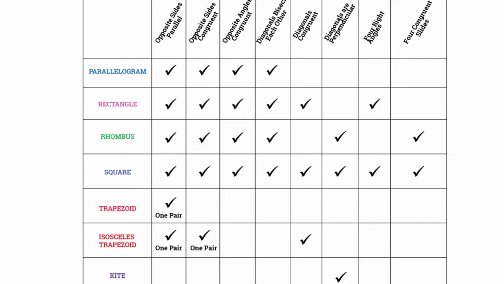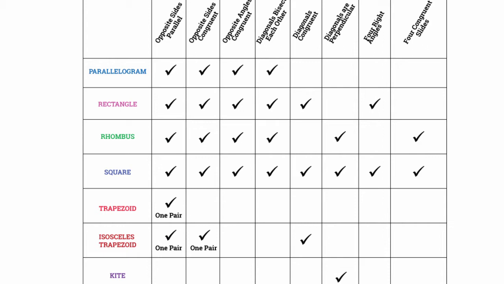Students, in a very shortcut way we can learn all these properties of the types of quadrilateral. In a parallelogram, opposite sides are parallel, opposite sides are congruent, opposite angles are congruent, diagonals bisect each other, right? Diagonals are not congruent, diagonals are not perpendicular. There are not four right angles. There are not four congruent sides, right? So in the blank box we can put a cross over here, right?